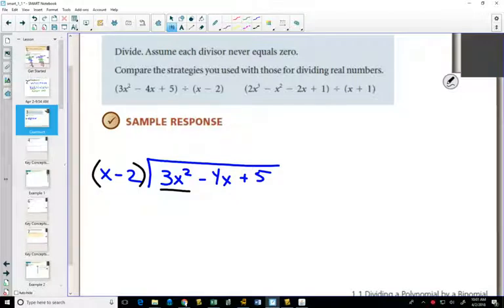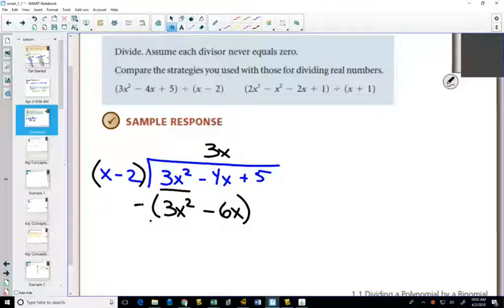And since it's a 3x, in the same way that you wrote hundreds over your hundreds columns, tens over your tens columns in long division, we're going to rewrite the 3x over your x column. And then, just like before, you are going to multiply 3x times x minus 2. And you get 3x squared. And 3x times the minus 2 is minus 6x. I'm going to put this in brackets because we're going to subtract.